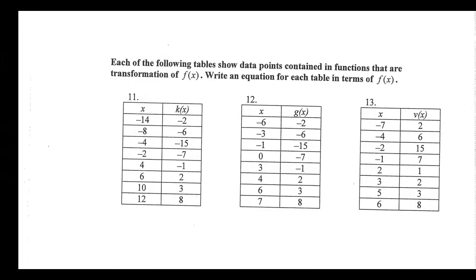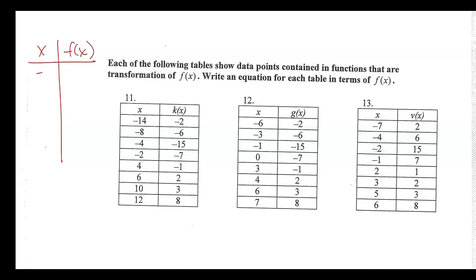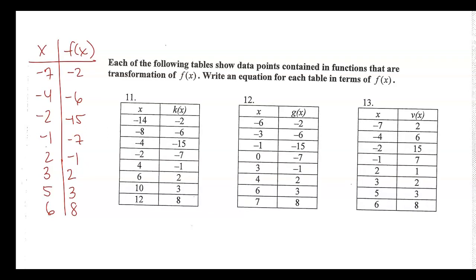So the first thing I'm going to do is use this space on the left-hand side, and I'm going to rewrite the f of x table from that very first page. It's going to be x and f of x, and this will prevent you from having to keep flipping back and forth. It's -7, -4, all the way down to 6. And then for my f of x, all of these. So we have our f of x table.